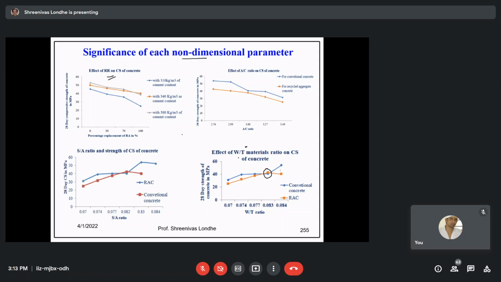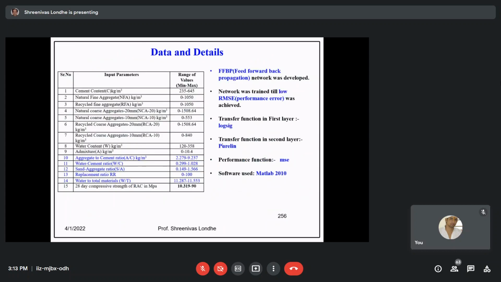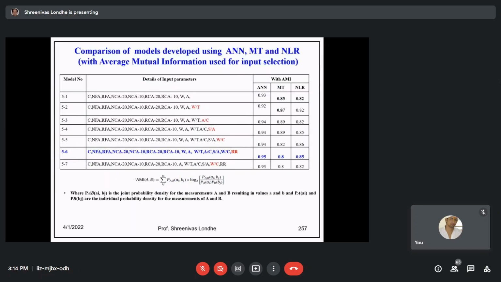So if I include these non-dimensional parameters, can my neural network give me good results? That was my second application in the same domain. As you can see, with my first 9 input parameters, I added these 4 non-dimensional parameters as my input parameters. And you can see the results.